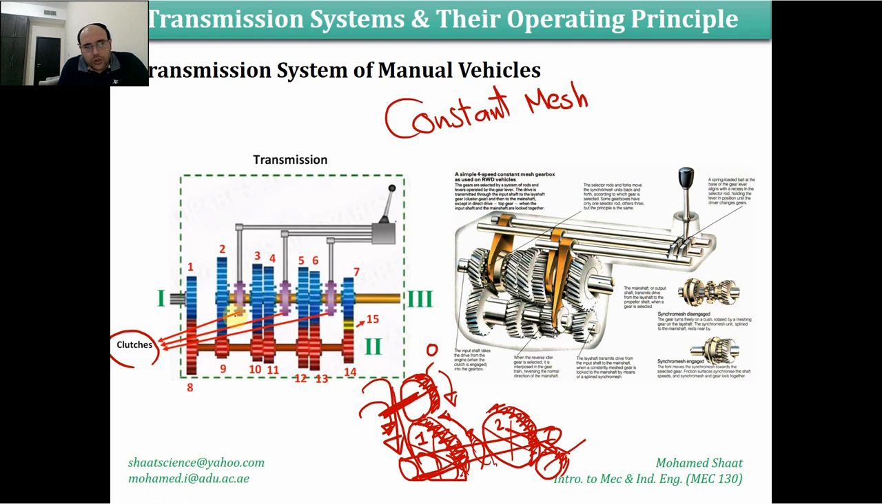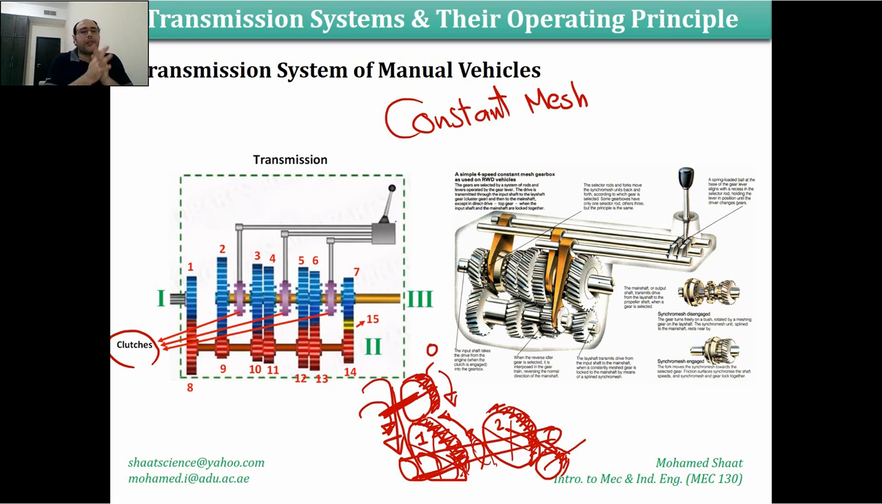As already shown in the figure, every one of these clutches has three positions. The clutch could be exactly in the middle between the two gears. Let us just talk about clutch one, the clutch between gears 2 and 3. It has three positions. One position is between gears 2 and 3. If it is in the middle, it means that it is disconnected. It is not connected to 2, and it is not connected to 3. It's just in the middle.